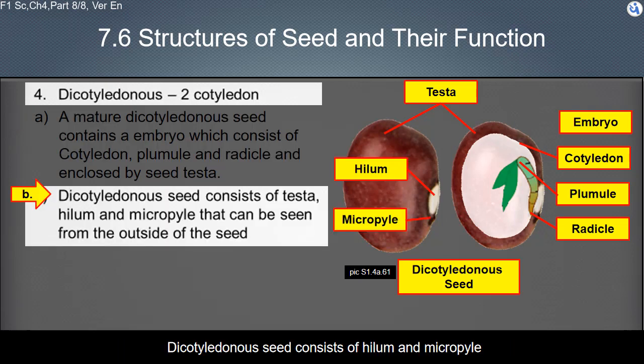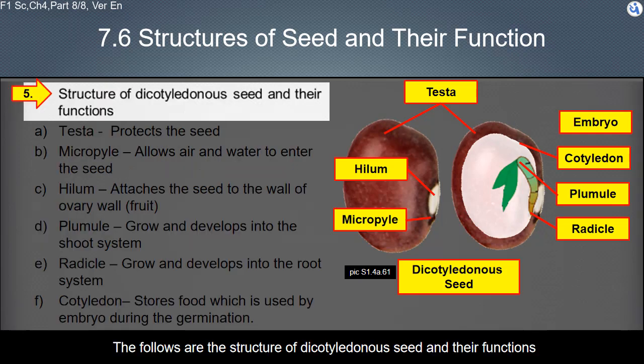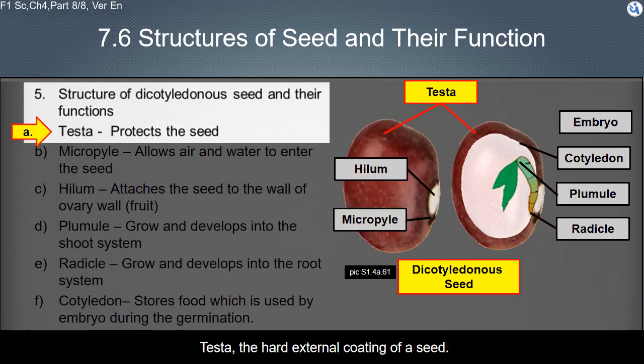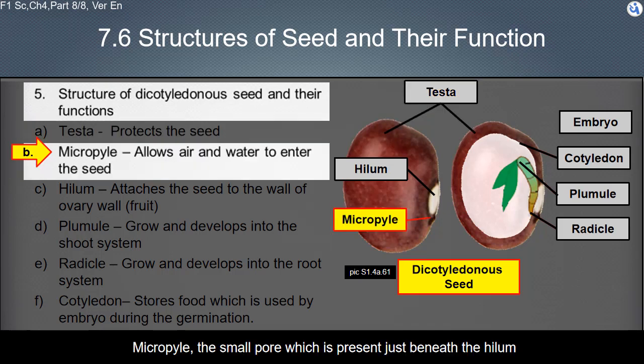Dicotyledonous seed consists of hilum and micropyle that can be seen from the outside of the seed. The following are the structure of dicotyledonous seed, and their functions. Testa, the hard external coating of a seed. It functions to protect the seed.